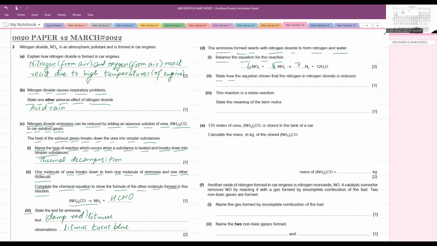Part 2: state how the equation shows that nitrogen dioxide is reduced. Very simple. You simply write nitrogen dioxide loses oxygen.